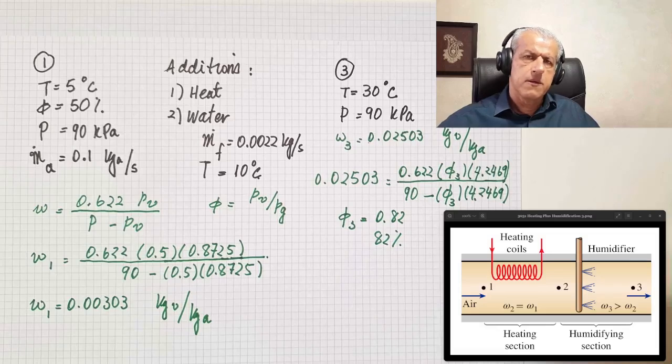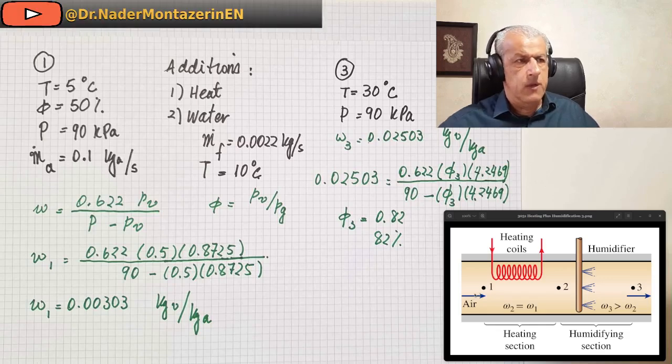Greetings. In my previous video, I solved the problem where humid air was coming in from point 1 into an air conditioning system. It was humid but cold air. We did two things to it. First, we heated that air, and then we injected some water into it, and therefore we had warm, humid air out.